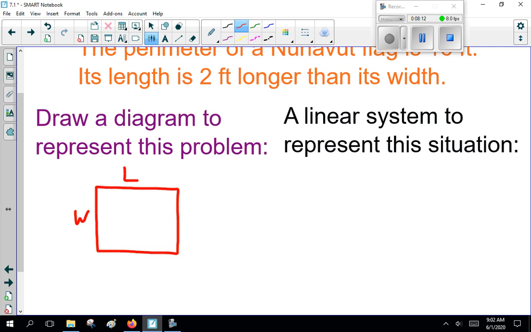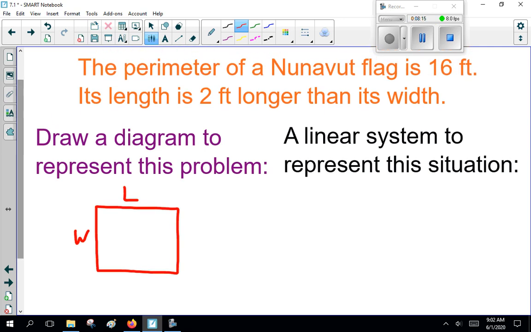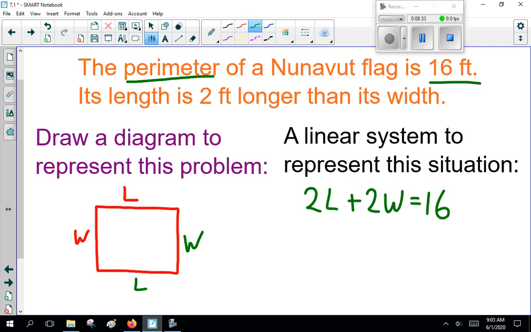Length, width. Okay. Now, a linear system to represent this. What do we know? Well, first things first, the perimeter is 16 feet. So what do we know about the perimeter of a rectangle? Twice the length plus twice the width is 16. And what was the other bit of information? Its length is 2 feet longer than its width. Length is 2 plus W. Okay?